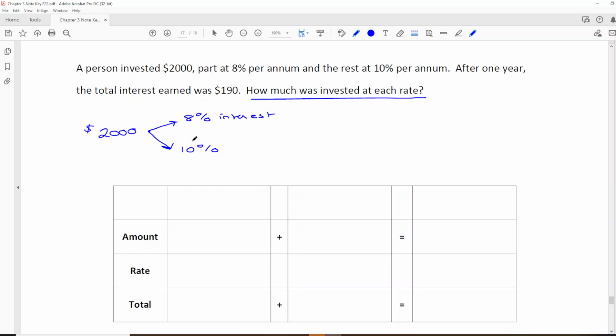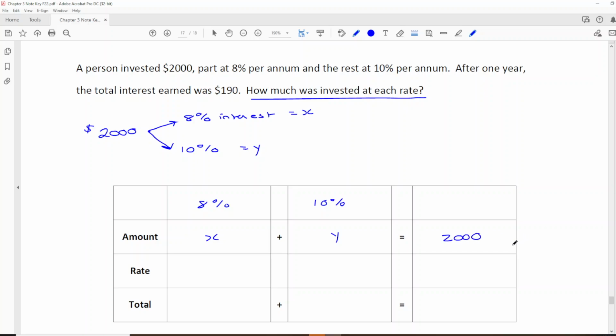So let's look at this part first. We've got $2,000 that we're investing, part at 8% and part at 10%. How much are you investing at 8%? Well, you're going to invest X amount. How much at 10%? Let's say Y. So we've got X amount invested at 8% and Y amount being invested at 10%. Now we know all together your total investment is going to be $2,000.